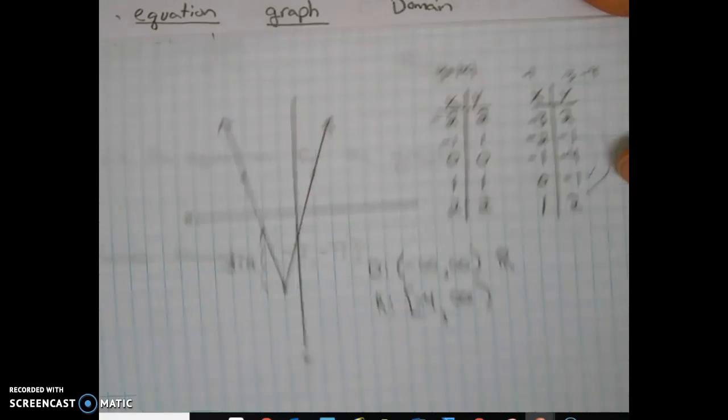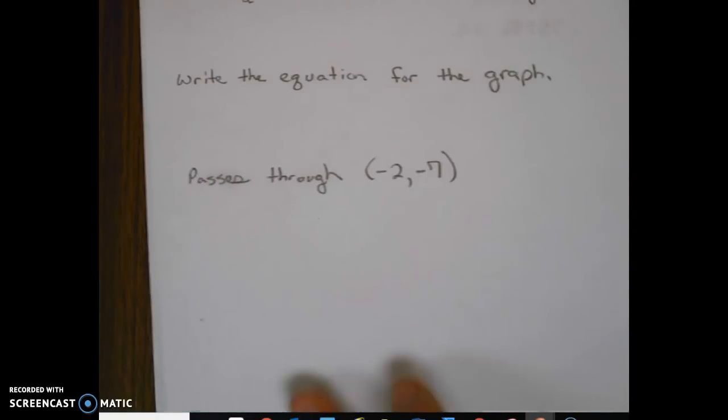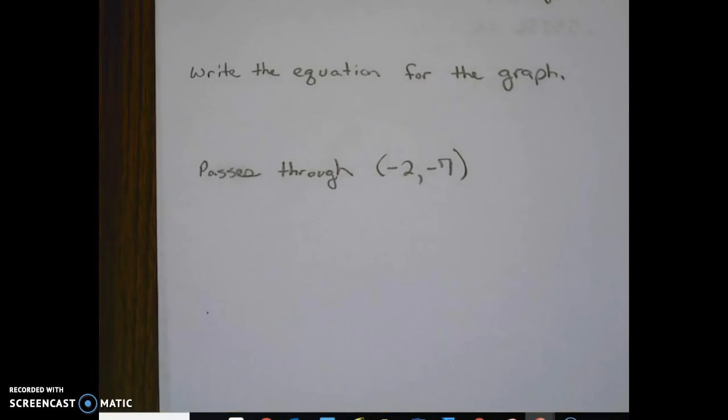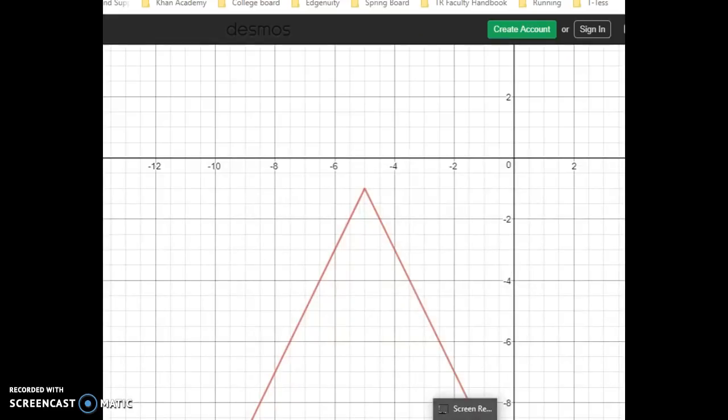Okay, let's go ahead and move on to this next part. It says write the equation for the graph. Okay, let's take a look at this graph. So, first thing, you should do some observing, some critical thinking here and look at this graph. And you should notice, first of all, that it's an absolute value function. It makes a V. So that's the first thing you should notice.